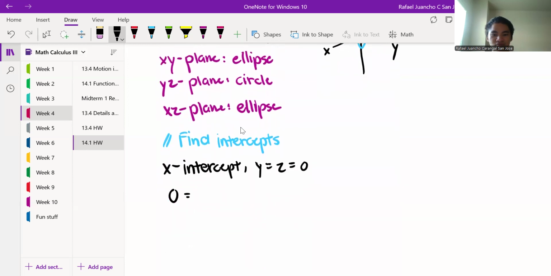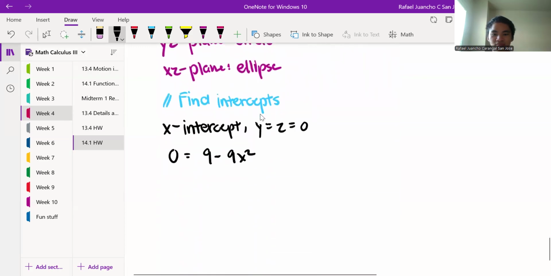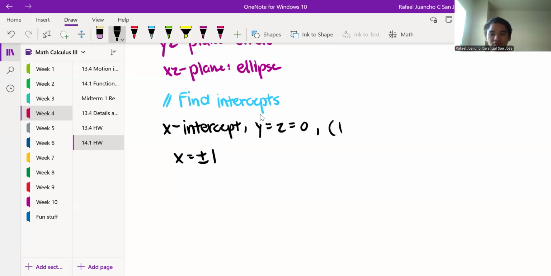So I have 9 minus 9x squared minus 0. It doesn't matter. Okay. So I have x squared equals 1. So I have 2 x-intercepts, plus minus 1. So that means I have 2 points here. I have (1, 0, 0) and (-1, 0, 0), right?